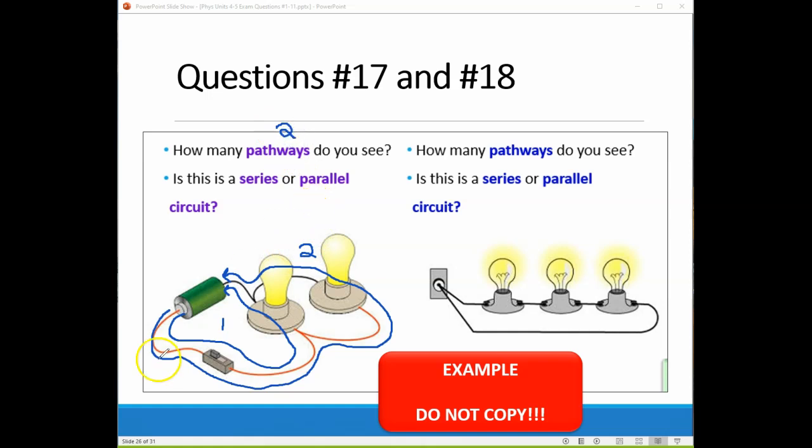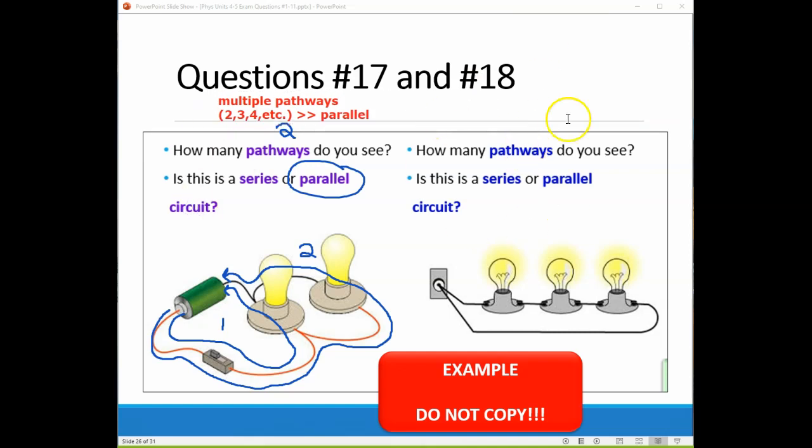And so if there are two pathways from the start to the end of the battery, remember that anytime we have two pathways or multiple pathways, that makes something parallel, right? So that could be 2, 3, 4, right? Multiple pathways, 2, 3, 4, etc. make something a parallel circuit.